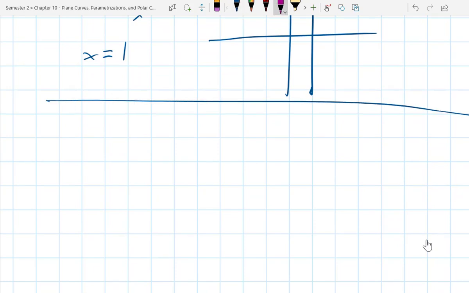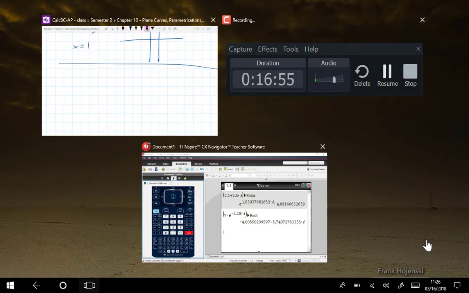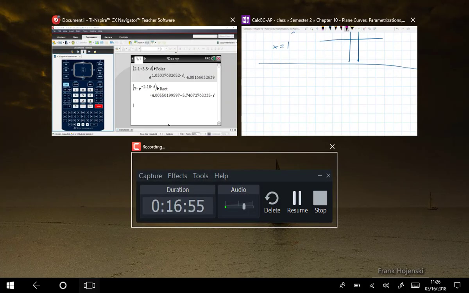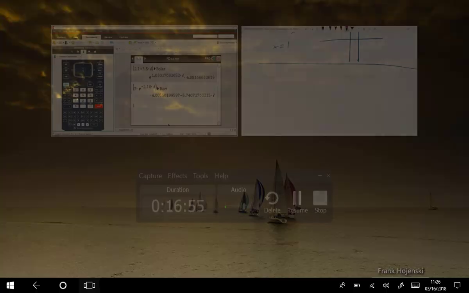Graphing, yes, I'm recording. Graphing in polar coordinates is easy in your calculator. I mean, I'm just going to show it. You can go to, you can open up graph.